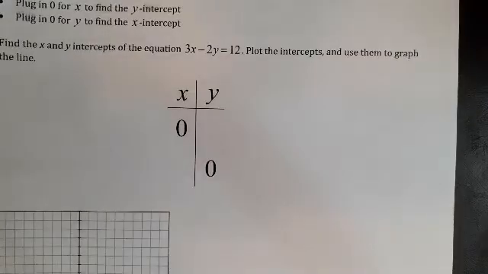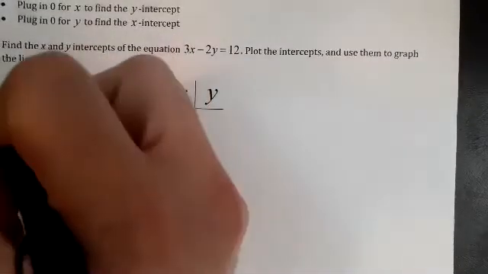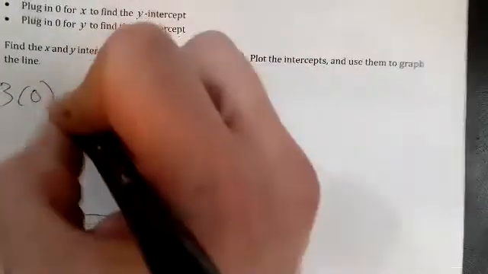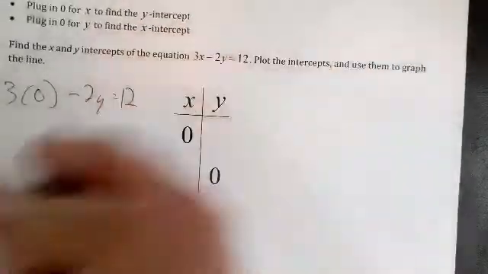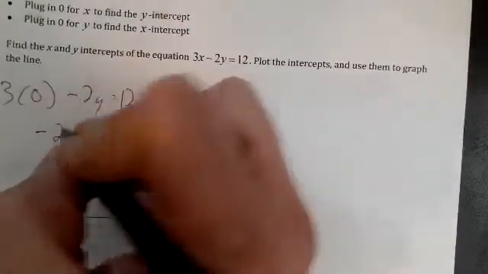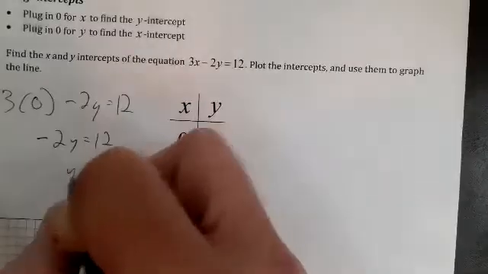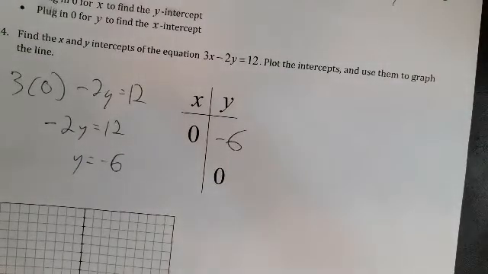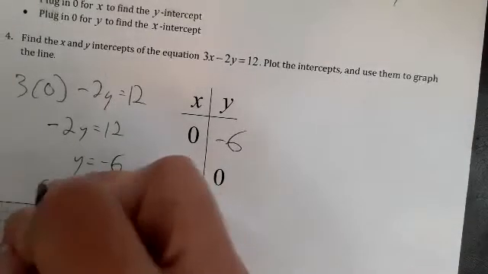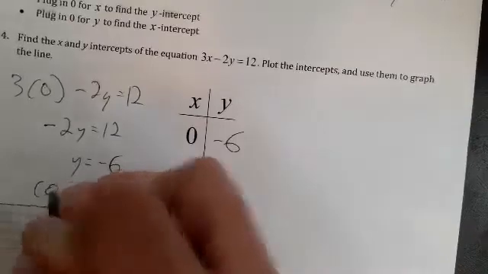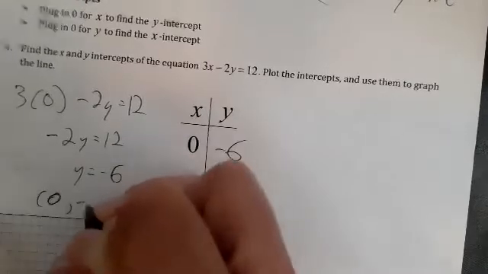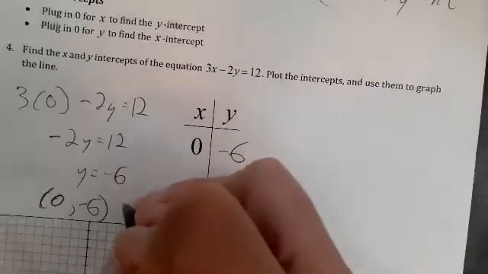So if I have 3x minus 2y equals 12, I go 3 times, plugging a 0 into my x, minus 2y equals 12. That simplifies to 0. 0 minus 2y equals 12, and I get y is minus 6, I believe. Just to recap, if I ask for the y-intercept, what I'm literally looking for is the point 0, minus 6. And so this should be my y-intercept.